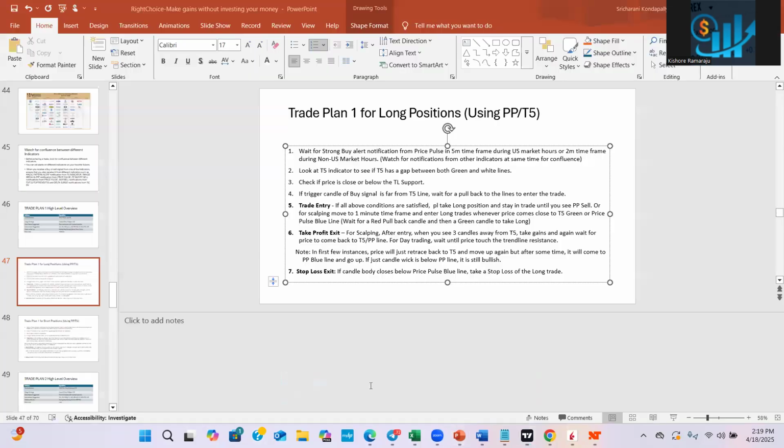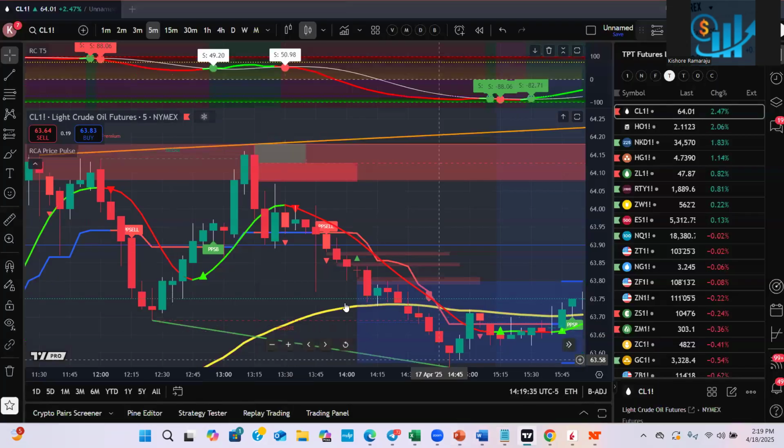The second thing you do: now you saw that there is a gap between green and white. Check if price is close to or below the trend line support. We have something called trend line support and trend line resistance. Your price should not be close to the trend line resistance, where price can reverse. This is the support where it can go up. If it is somewhere in between, that's okay, but it should not be very close to trend line resistance.